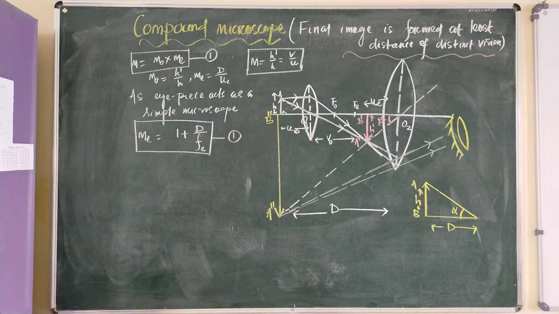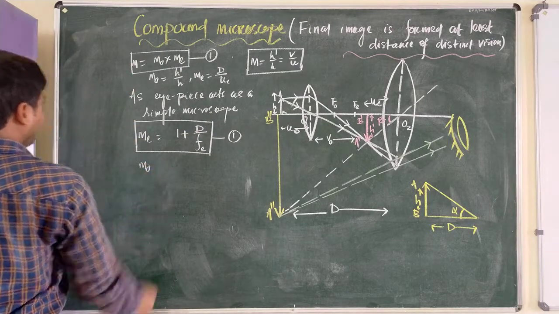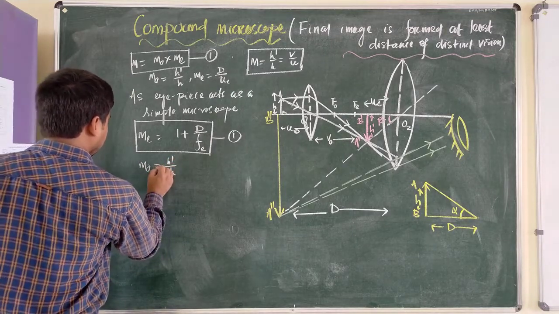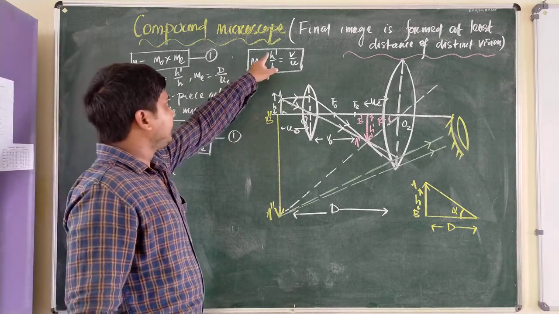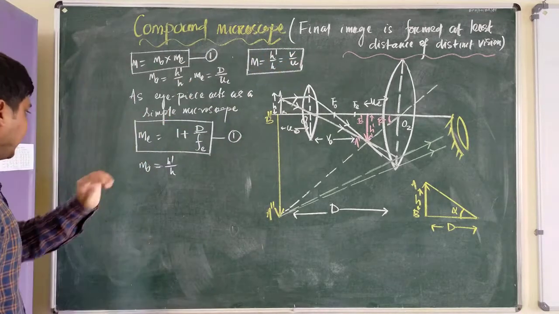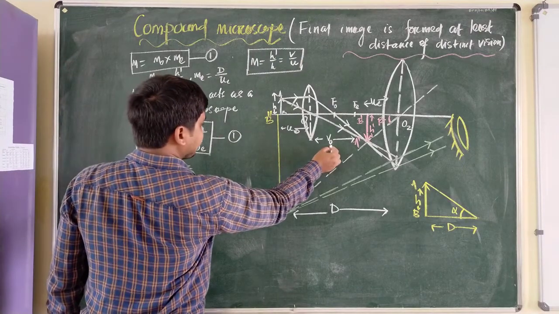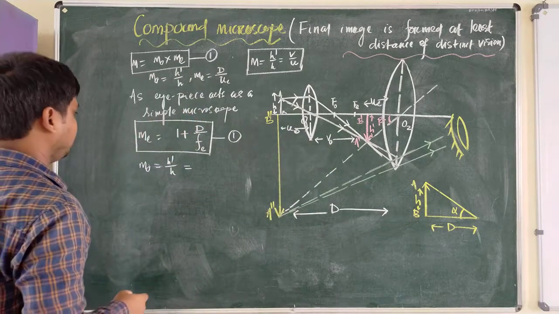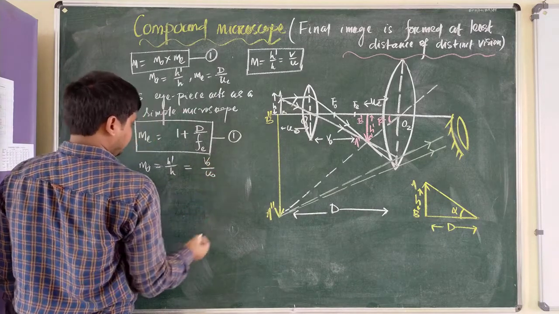Similarly, if you go to the magnification of the objective MO, we have MO equal to H prime by H. And we know that the magnification of a lens is given by the ratio of the height of the image to the height of the object, which is equal to image distance by object distance. So in this case, our MO will be equal to image distance VO and object distance UO. So MO will be equal to VO by UO.